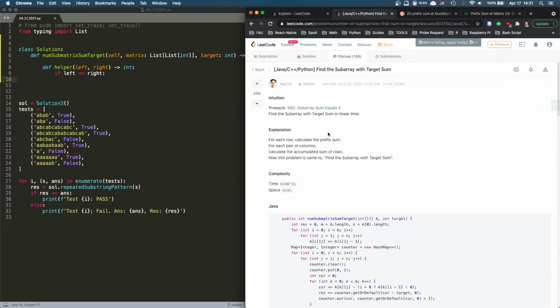Okay, what's the prerequisite? Find the subarray with target sum in linear time. For each row, calculate the prefix sum. For each pair of columns, calculate the accumulated sum of rows. It's probably the same as finding the subarray with target sum.